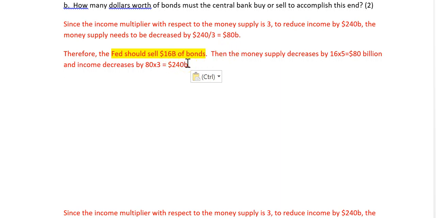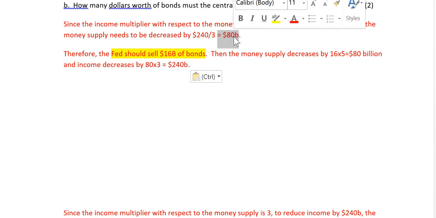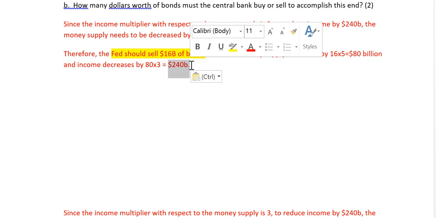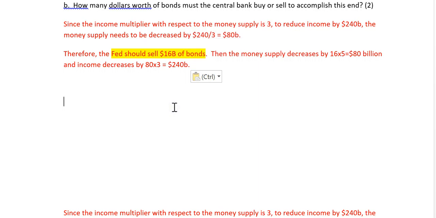So this is how it works. The Federal Reserve is going to sell $16 billion worth of bonds. This is going to have a multiplier effect on the money supply. It's going to cause the money supply to drop by 80 billion. When the money supply drops by 80 billion, this will cause aggregate demand to shift to the left by 240 billion, therefore offsetting the expansionary part of fiscal policy. So there are a number of steps here that come into play, but it all has to do with the multipliers.